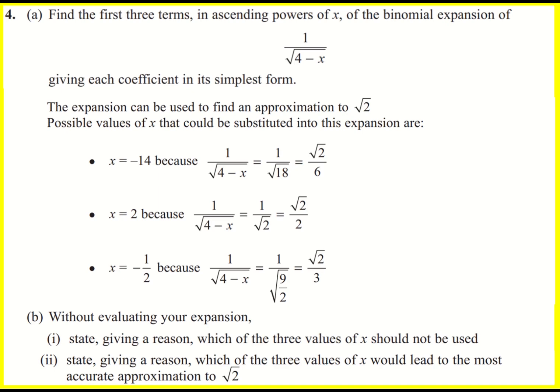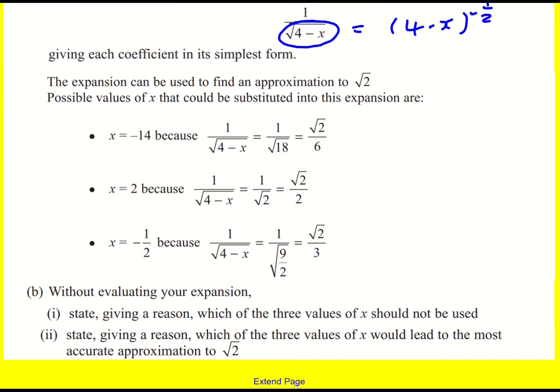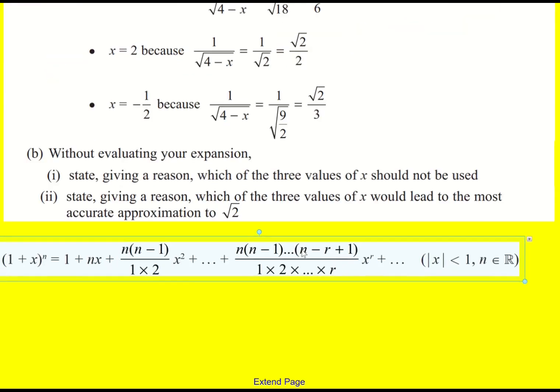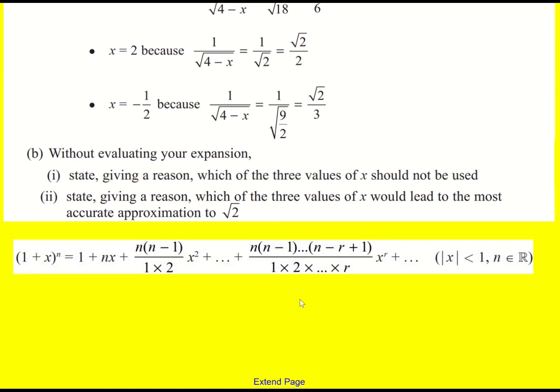For us to find the first three terms in ascending power of x of the binomial expansion of this, we must first write it as (4 minus x) to the minus a half, and not do a binomial expansion of just the denominator. Okay, here is our general formula. So (4 minus x) to the minus a half.